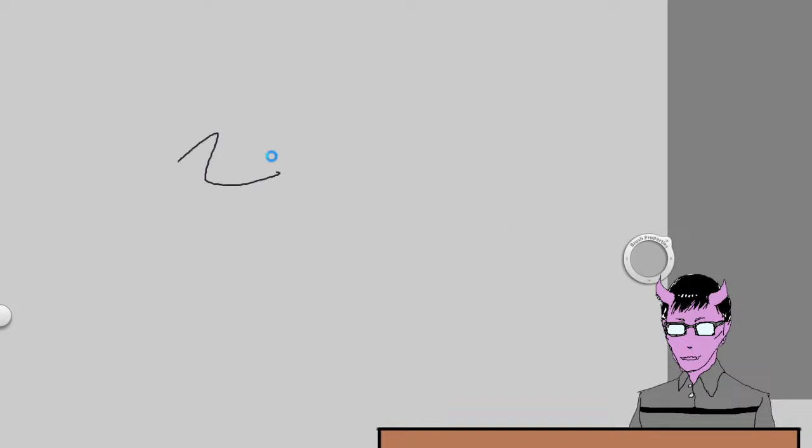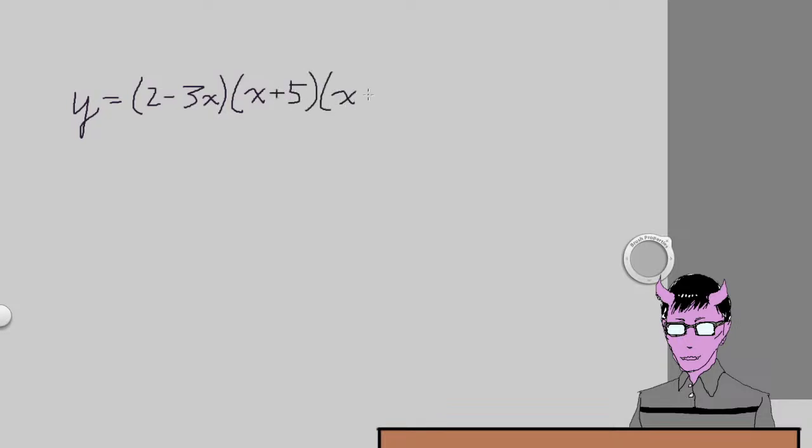Like I said, usually you look over the examples and it'll make a lot more sense. So let us do something that's already, again, in fully factored form. So let us look at something like 2 minus 3x times x plus 5, and then times x minus 3. Let's do one more. Let's do x minus 10.